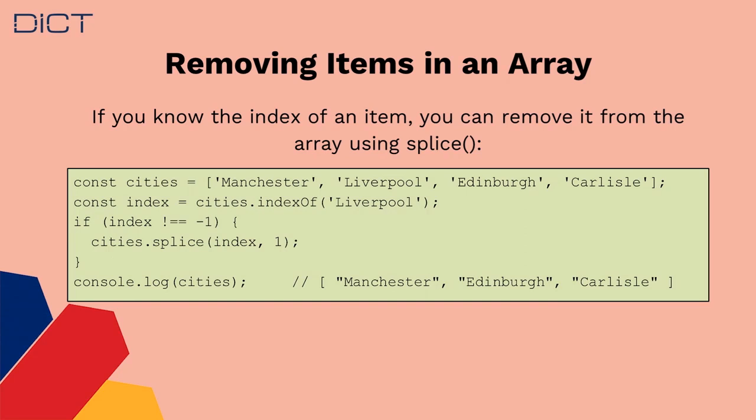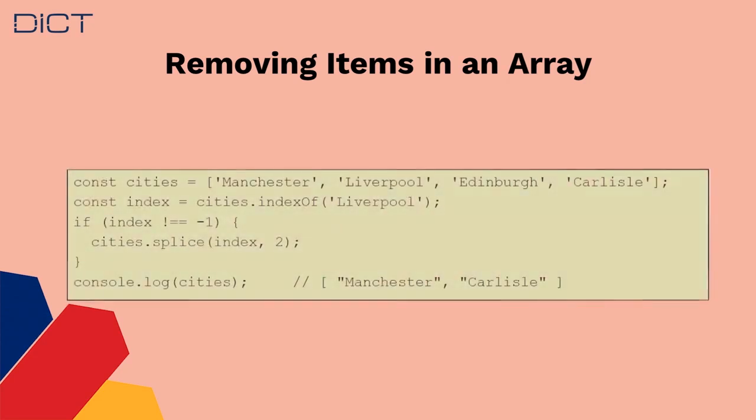Say for example, we declare again the cities: Manchester, Liverpool, Edinburgh, and Carlisle. So const index equals cities.indexOf(Liverpool). We determine the index of Liverpool. If the index is not equal to -1, then remove 2 items starting at the index of Liverpool. The index of Liverpool is 1, and we place the 2 as the value for the second parameter.